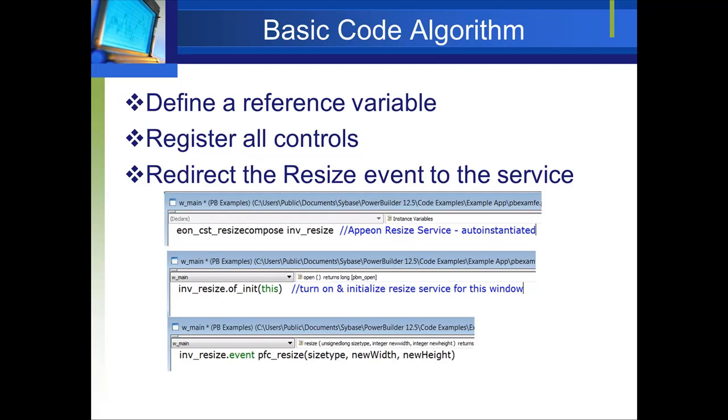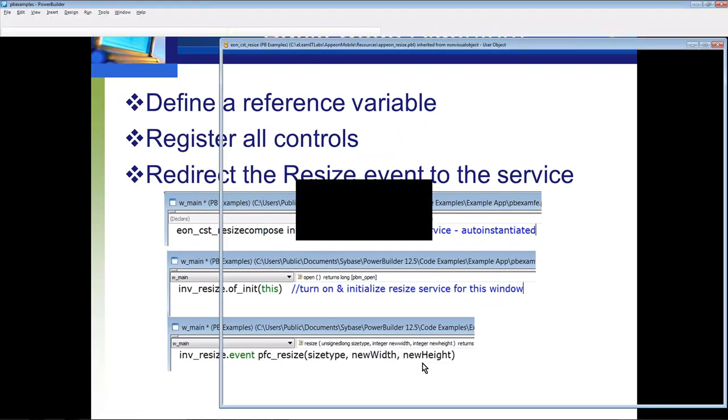Got that? It does a best guess approach, which works 90% of the time, if you're lucky 100% of the time, to telling each control how it should behave on a resize. And then, just like in the PFC, you go into the resize event, and you just redirect to the PFC resize, passing the parameters that are passed into the resize, which is exactly how it's done in the PFC.